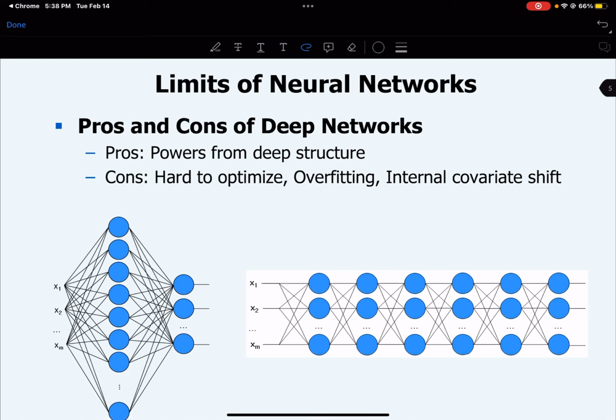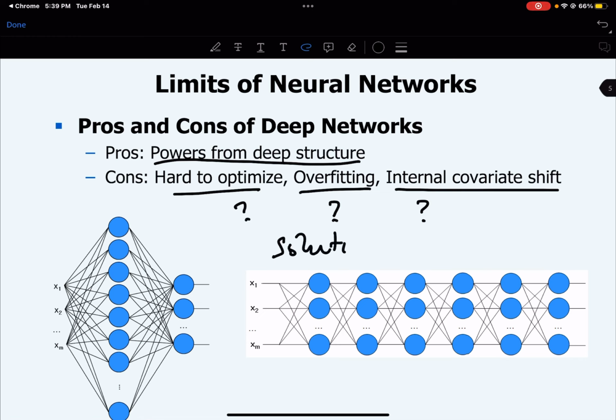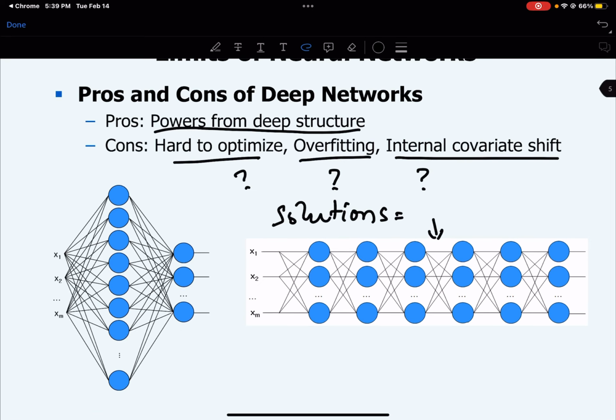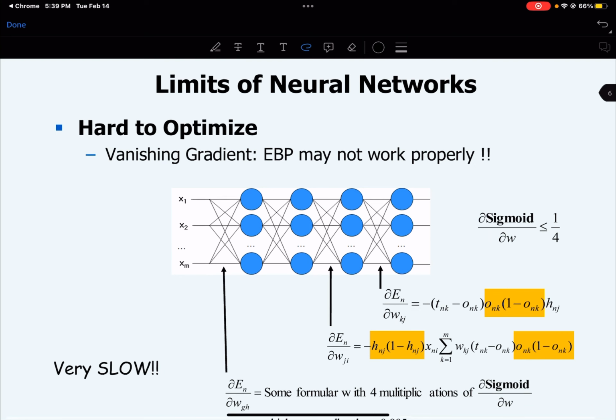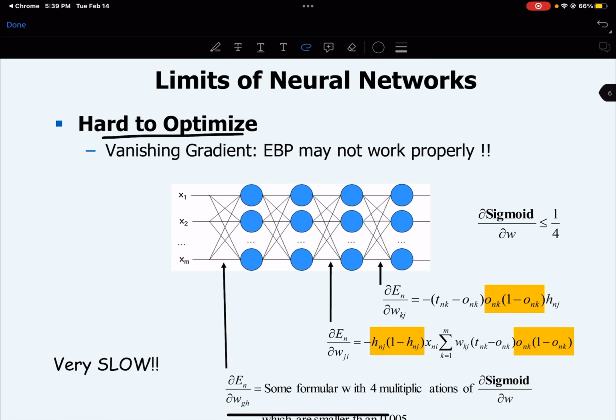So what are the advantages or disadvantages, pros and cons of deep networks? Deep networks have a power that you can solve very complex problems. However, they are hard to optimize. They are prone to overfitting, and there is a problem of internal covariate shift. So why does this occur, and what are the solutions? What are some of the solutions we are going to study in this lecture? So when I say that they are hard to optimize, what do we mean by that?